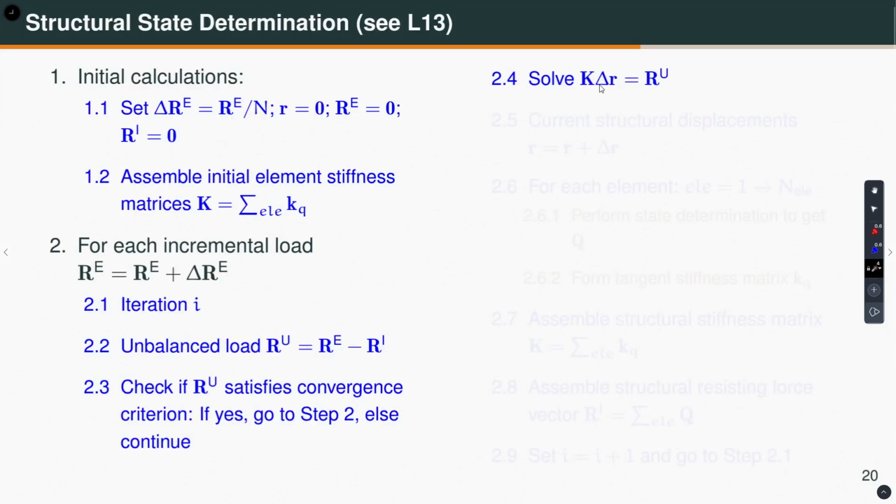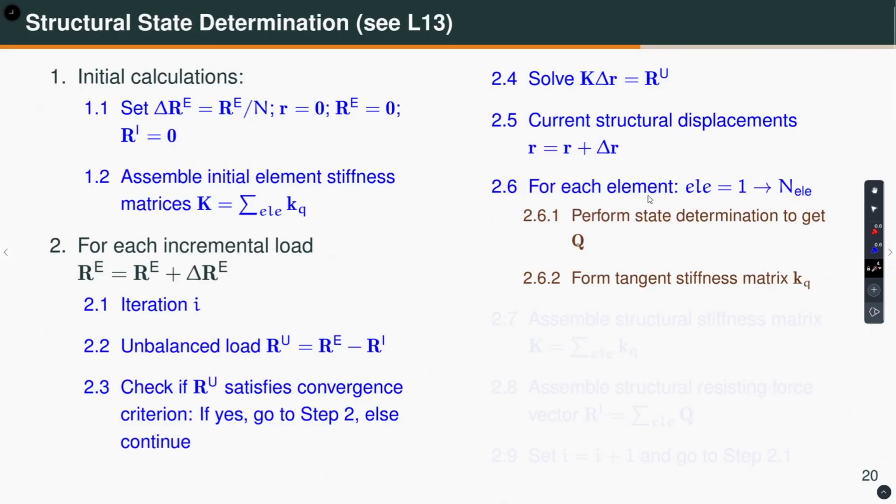We calculate the incremental displacement vector at the structure level, which is delta r. K delta r is equal to RU. You solve for that and determine delta r. Then we get the current structural displacements, which is previous plus the increment. So, this is the current displacement vector at the structure level. For each element, from this displacement vector, we now need to perform the state determination to get the element forces capital Q in global coordinates. How? We shall discuss.